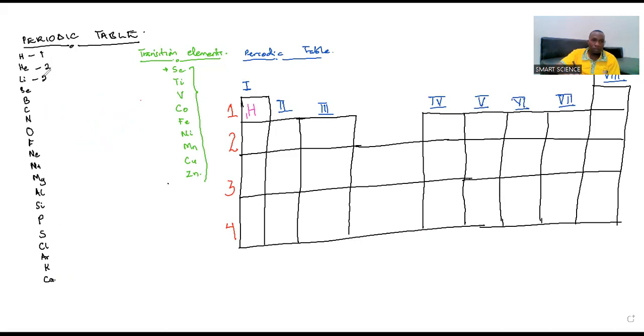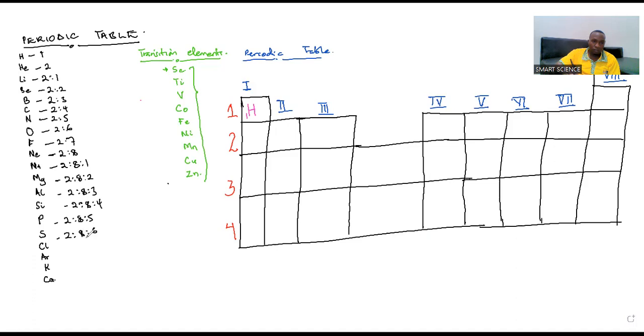helium had 2, lithium was 2,1, beryllium 2,2, boron 2,3, carbon 2,4, nitrogen 2,5, oxygen 2,6, fluorine 2,7, neon 2,8, sodium 2,8,1, 2,8,2, 2,8,3, 2,8,4, 2,8,5, 2,8,6 for sulfur, 2,8,7 for chlorine, 2,8,8 for argon, 2,8,8,1 for potassium, and 2,8,8,2 for calcium.